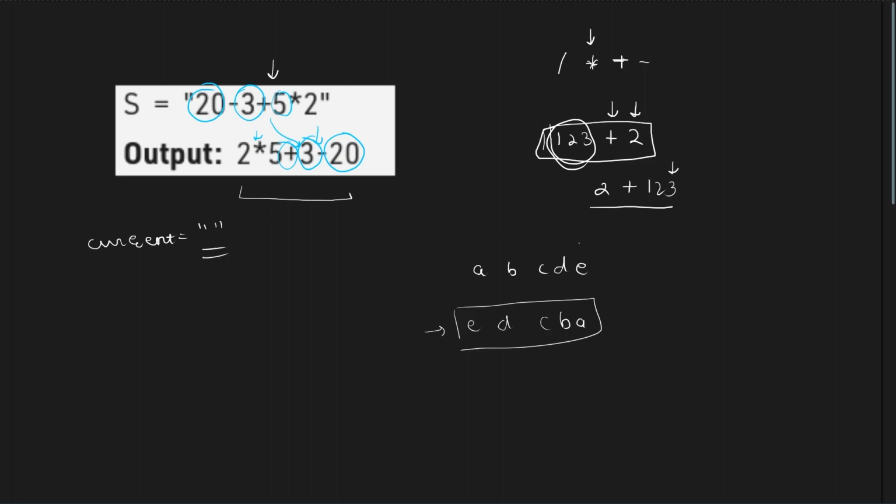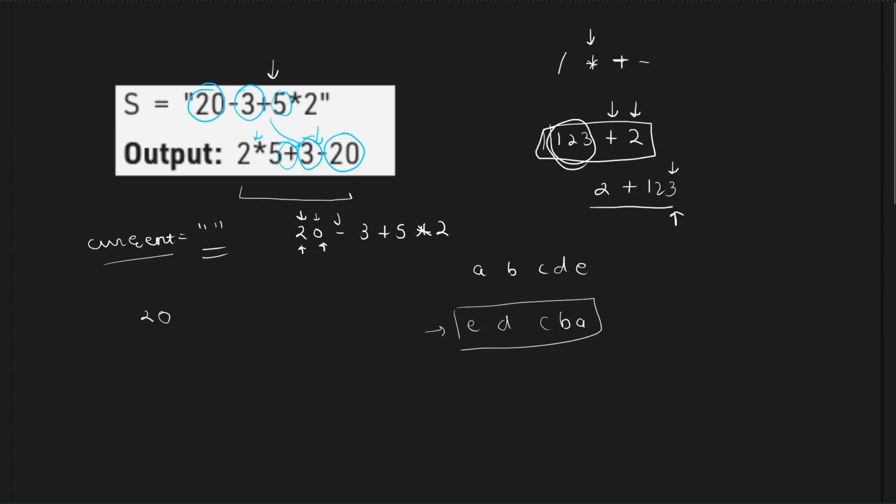So as soon as I get a digit, right? Let's say I was traversing the original string 20 minus 3 plus 5 multiply by 2. Let's say I encountered a digit. What I'll do is I'll append this particular digit to my current string, right? So I did it like this. Now my current contains 2. Now I move on to the next digit. Since it is also a digit, I'm going to append it to my current string.